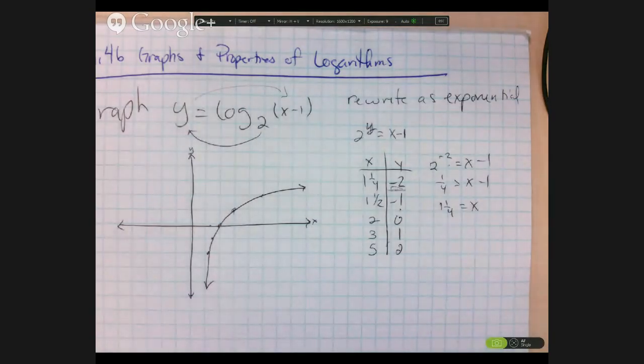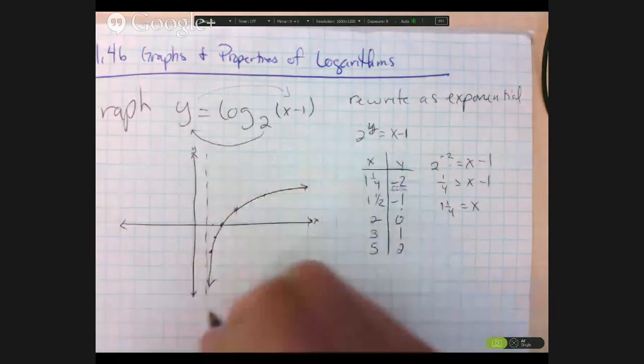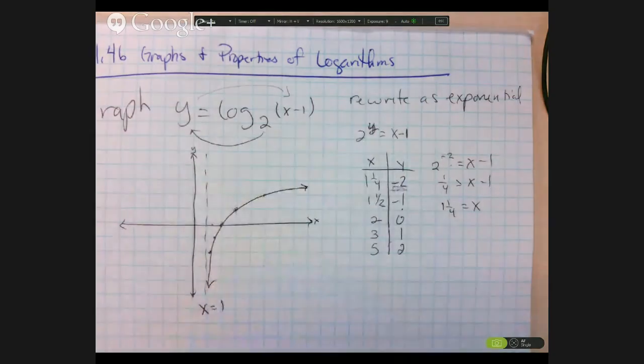Think you can handle that one? The twist is there, use your y values. Because the y is in the exponent, it makes it easier. Okay, maybe tell me what the vertical asymptote is? Yep. What's the equation? X equals 1.